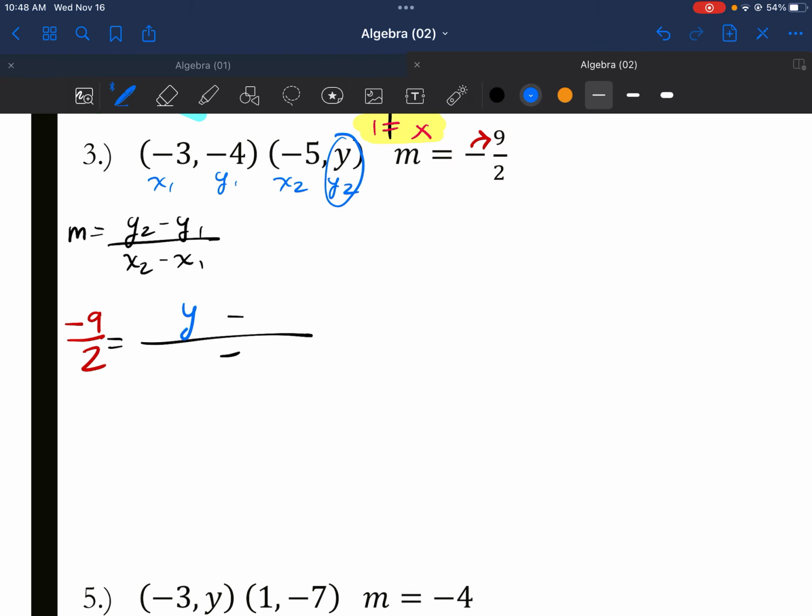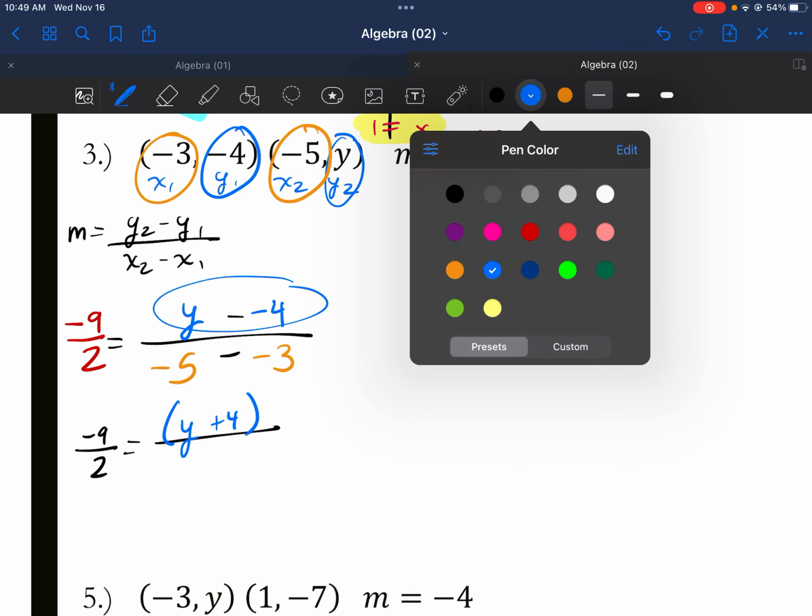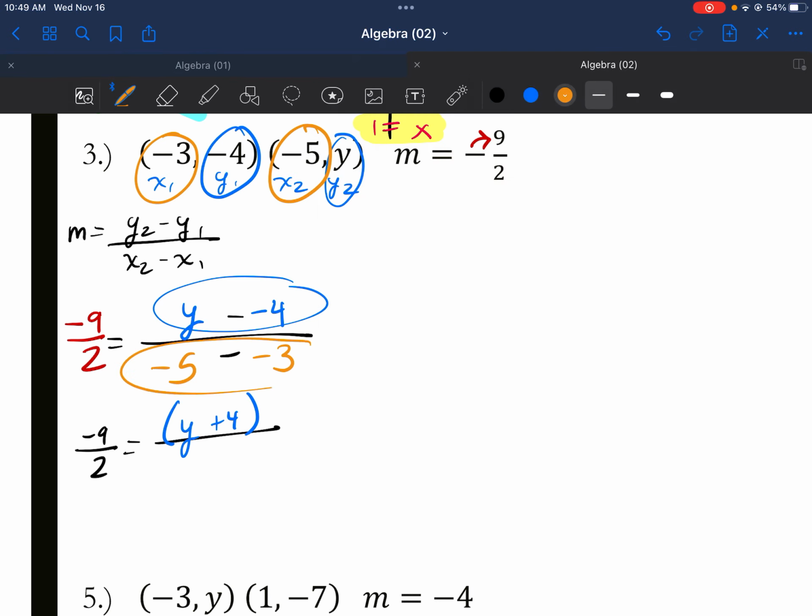So my y2 is y, my y1 is negative 4. My x2 is negative 5. My x1 is negative 3. I can simplify this. I can rewrite the calculation. But the numerator ends up being y plus 4. I'm actually going to put this in parentheses, maybe get in the habit of seeing an expression in the fraction and putting parentheses so you don't make a mistake. Denominator, I can write negative 5 plus 3, or I can do the calculation and know that negative 5 plus 3 is going to give me a negative 2.